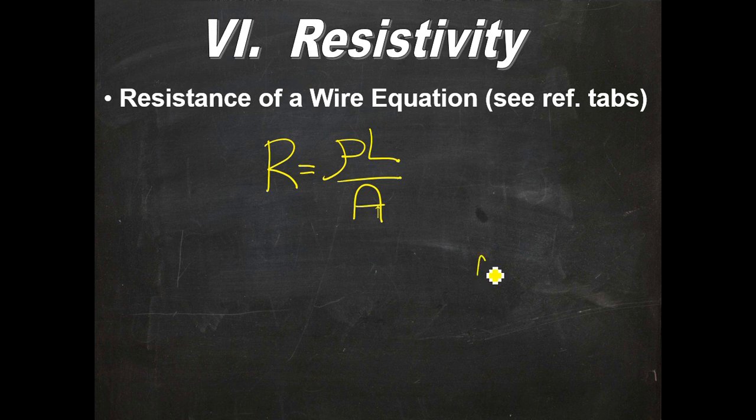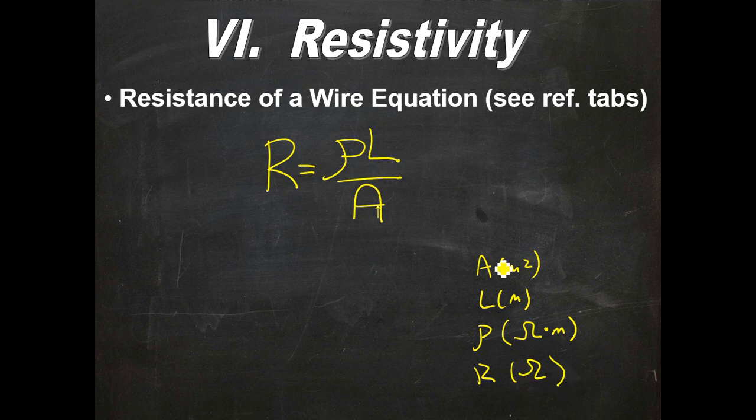Let's just go over the units for each one of these. Area would be measured in meters squared. Length would be measured in meters. Resistivity, if you look on your reference tables, those constants are ohms times a meter. And resistance is going to be measured in just ohms.